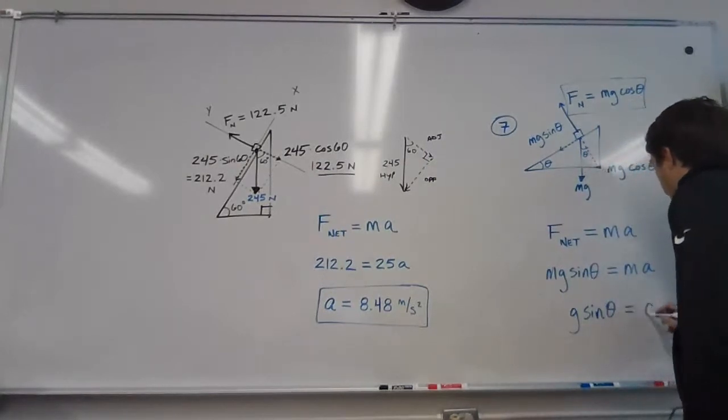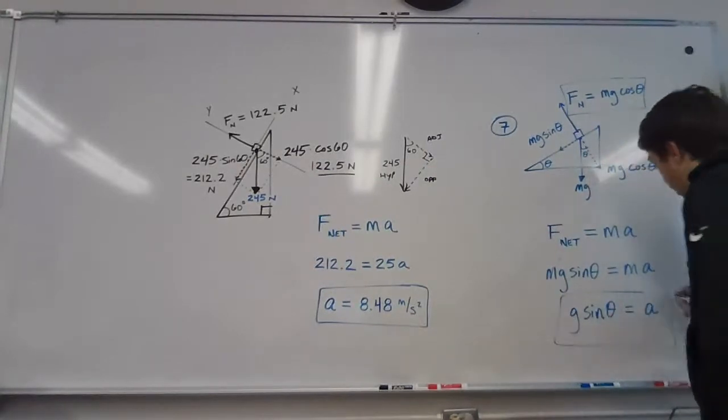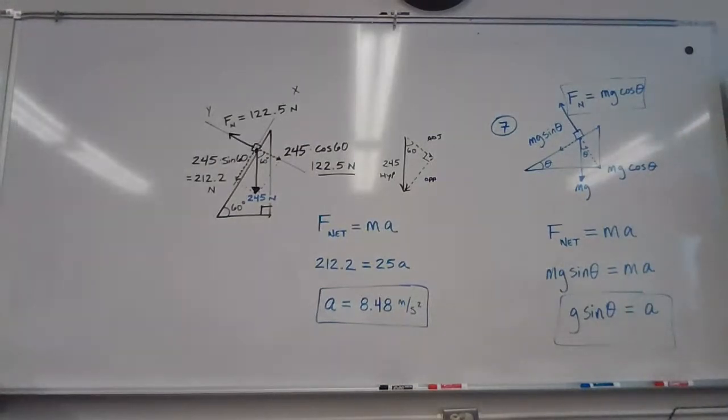And here is our nice relationship for the acceleration. It's very elegant, very simple. What's the acceleration? Well, it's just g, gravity, 9.8, but you have to multiply it by the sine of the angle. So what happens when theta is 0?